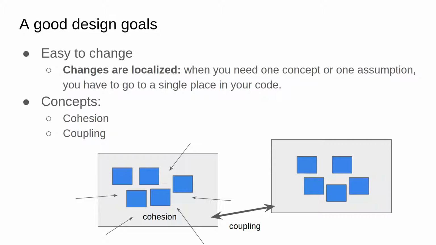How are you gonna get that goal? You need to make sure that changes are localized, which means if there's one thing that has to be changed, then there should be a single place in your code that you go to and just fix that part. Okay, but this is an ideal situation. If you can do that, then you're really really good. But usually we're not gonna get to that exactly, but that's the goal.